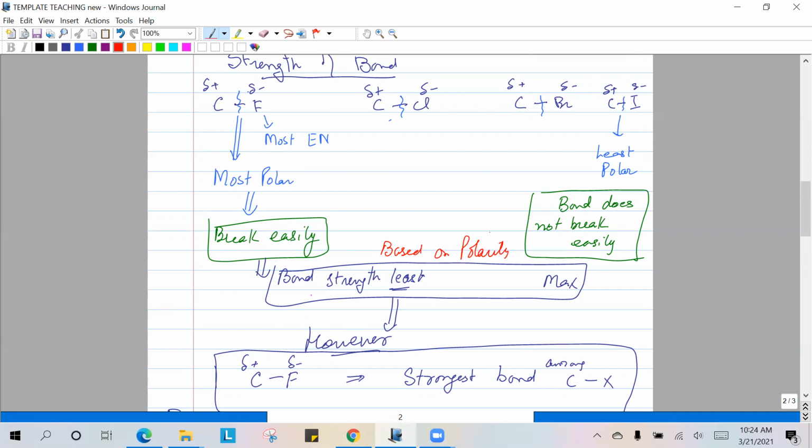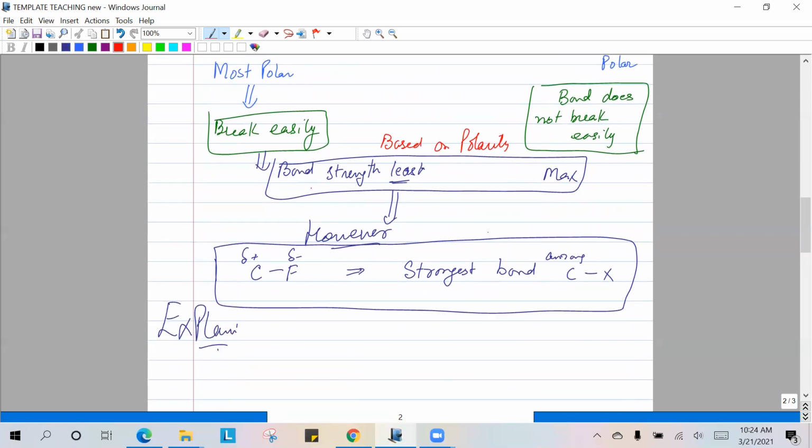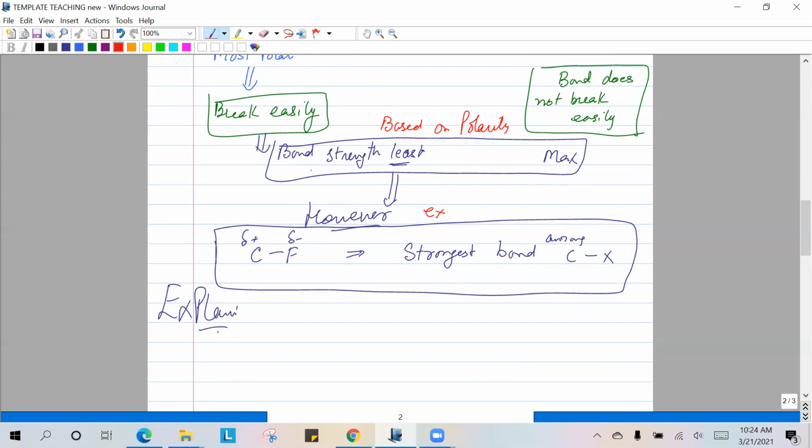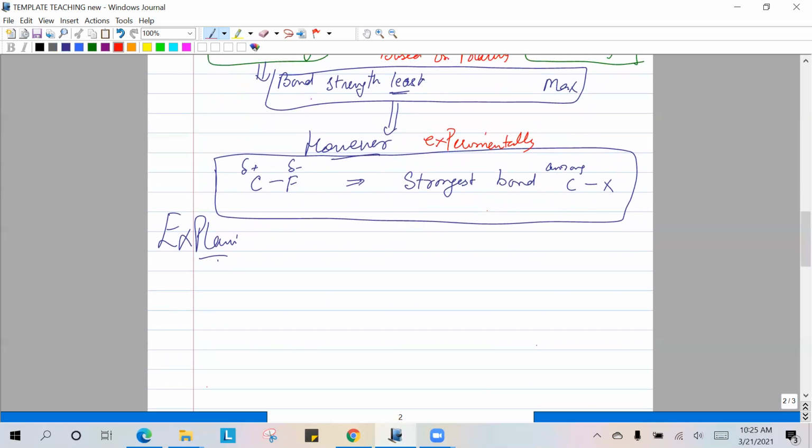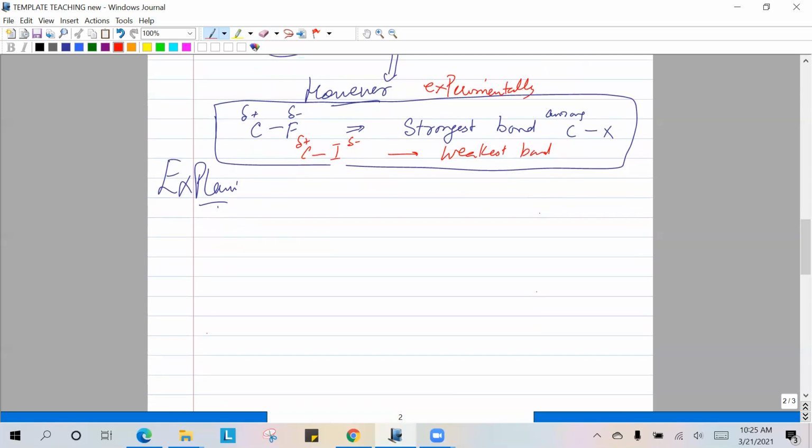That the bond strength should be the least for the CF. However, experimentally, it has been observed that the CF bond is the strongest bond and the CI bond is the weakest bond among the carbon-halogen bonds. So we need to explain why that is happening.